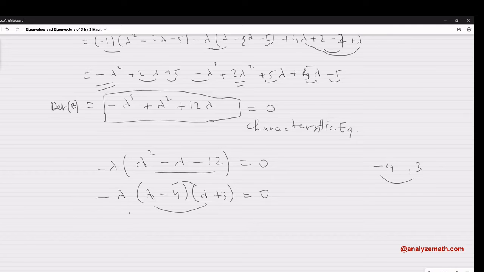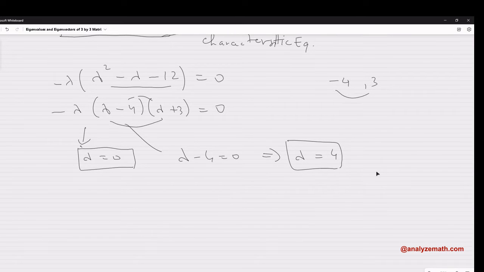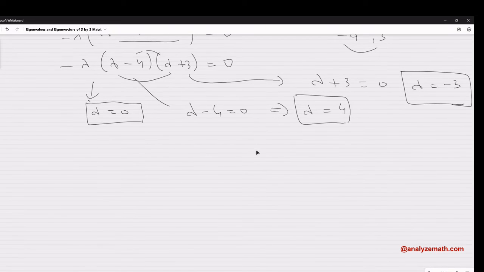Good. And the solutions are lambda equal to 0. And then lambda minus 4 equal to 0 gives me lambda equal to 4, the second solution. And then the equation lambda plus 3 equal to 0 gives me lambda equal to negative 3. And these are my eigenvalues. Let's put them here. So these are the lambda values, the eigenvalues.